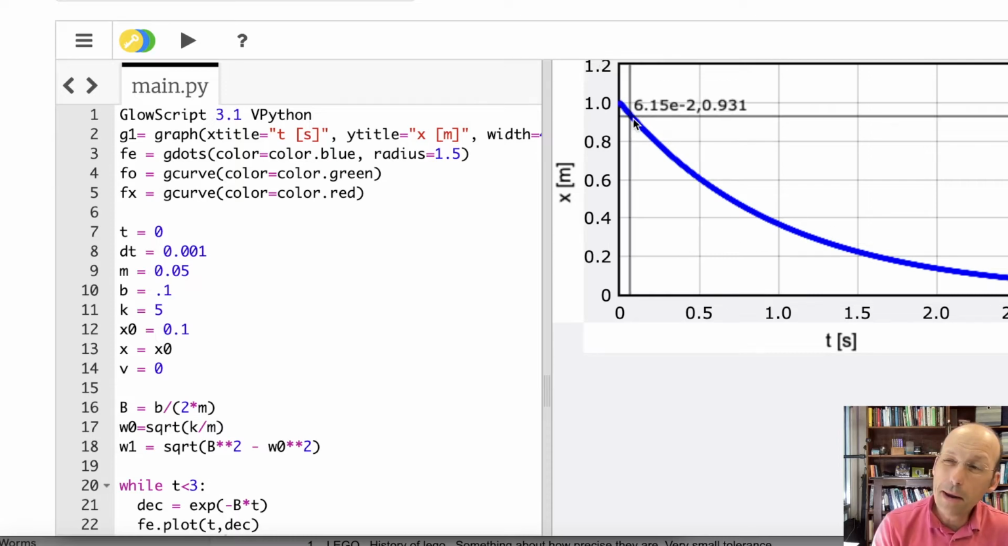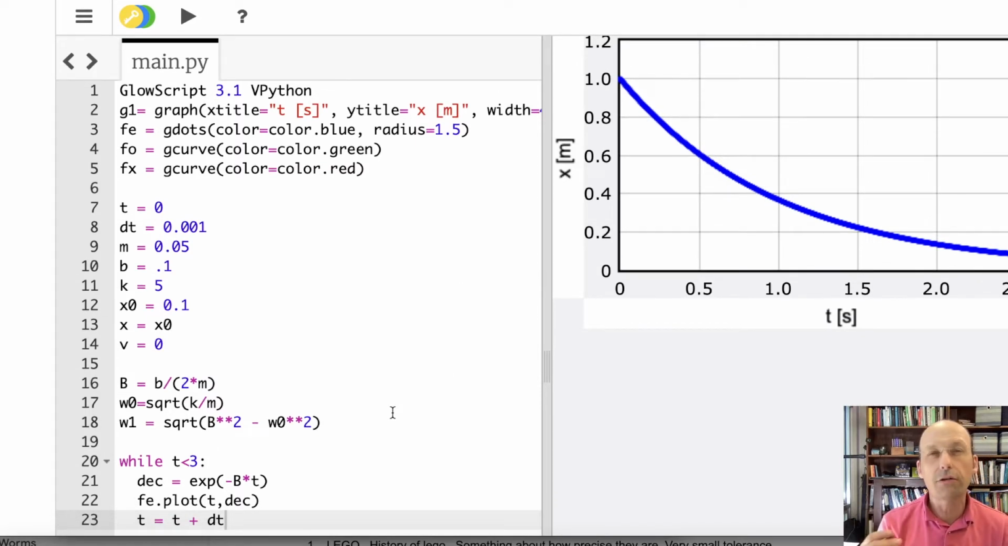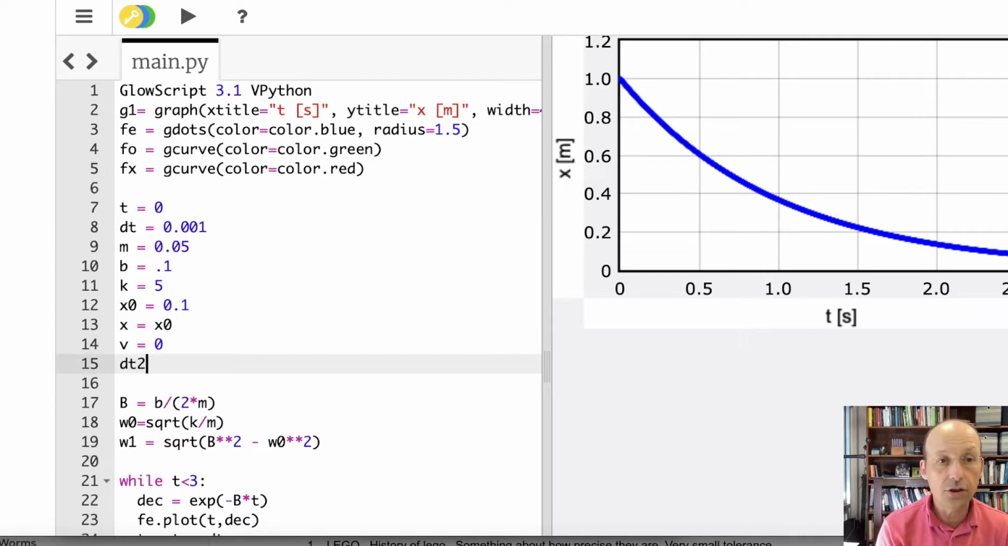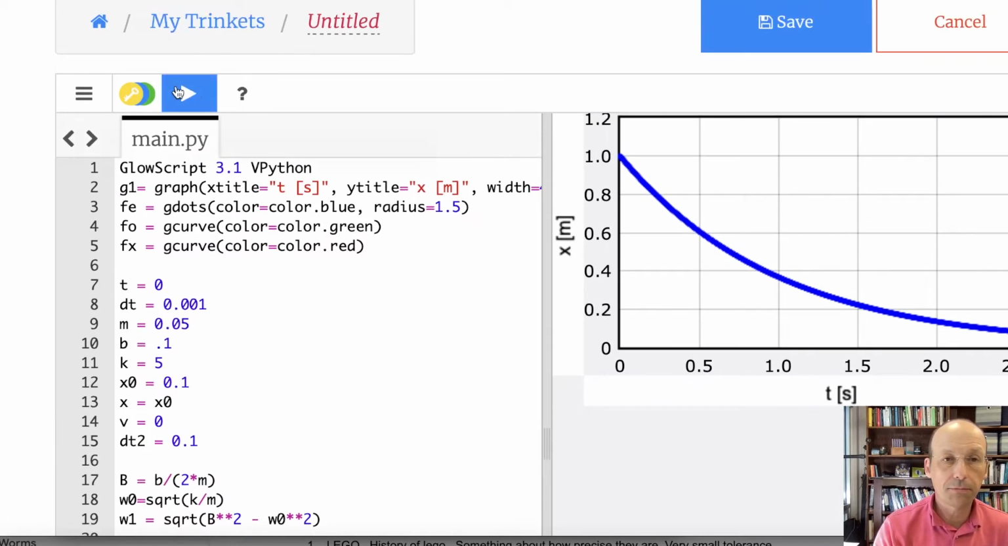Okay, so I want to make that dotted, and it actually is dotted because I use gdots. But the problem is I have a time step dt of 0.0001, so the dots are really, really close together. So let's make another time step. I want a longer time step for this, just to make the dots spread out, but I want a higher time step for the others. So I'm actually going to make 2 loops. So let's go ahead and make a second time step, dt2 of 0.1. And then I'm just going to change this to dt2. And it should still work, but the dots will be spread out more.